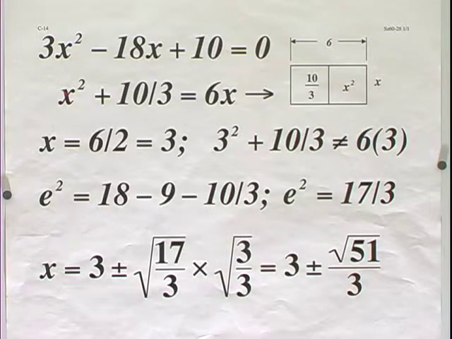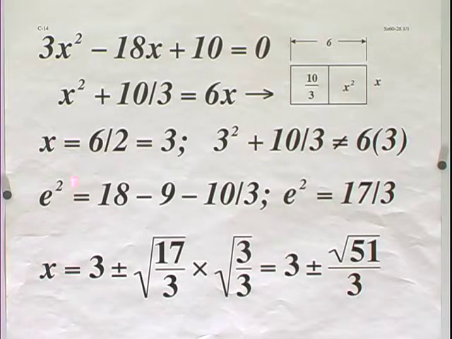So I have 3 squared there. I have 10 over 3 here, plus 10 over 3. Is that equal to 6 times 3? No, it's not. This is 18. That's a 9, and this is 3 1/3. That's 12 1/3, and that's not equal to 18.